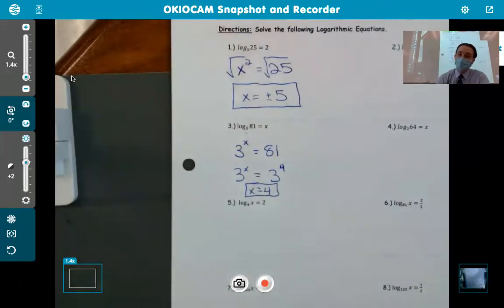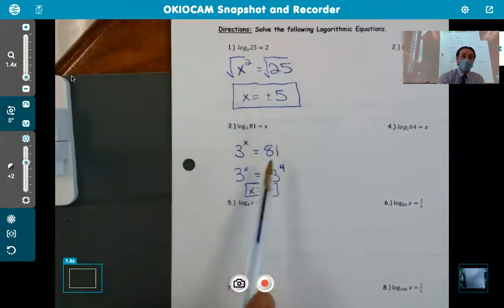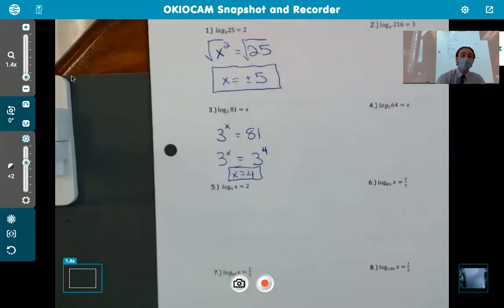All right. So in one regard, your x value is going to be your base. In another, it might be in your exponent. So again, just seeing a variety of problems. Any questions about number 3?